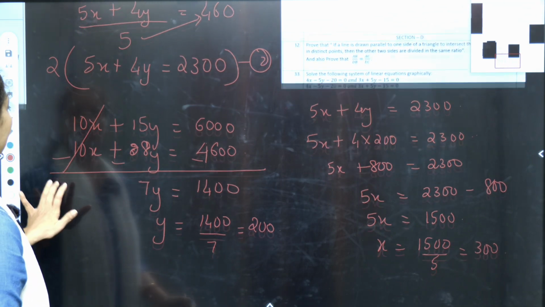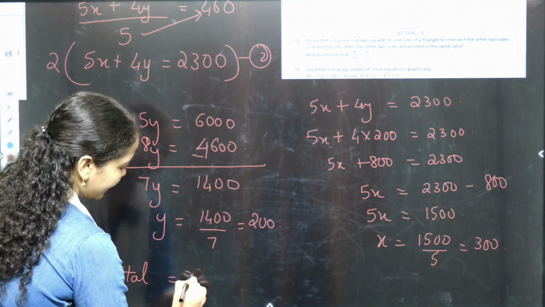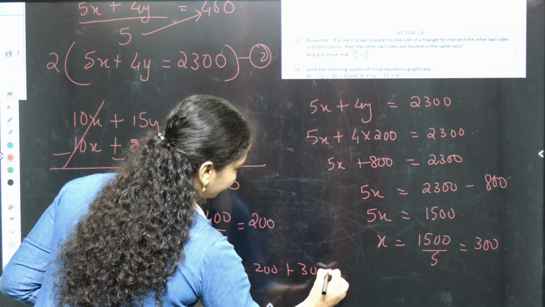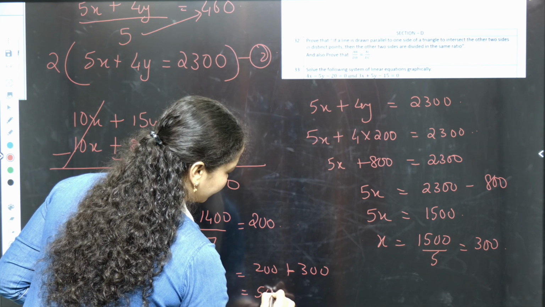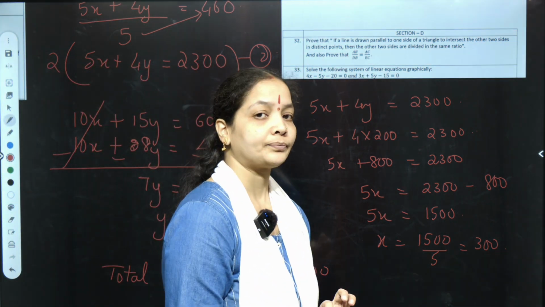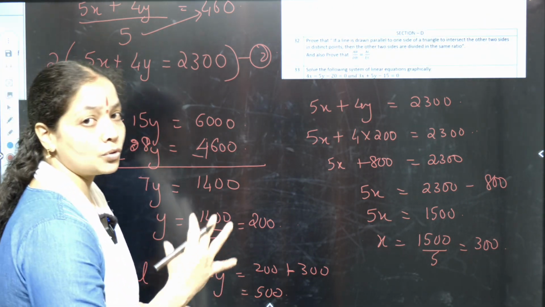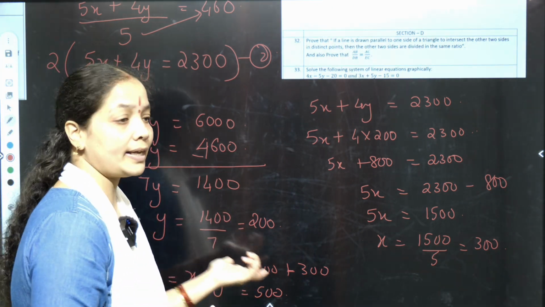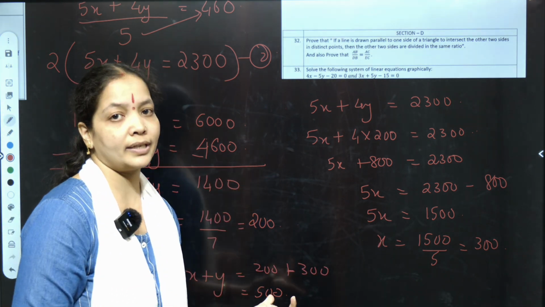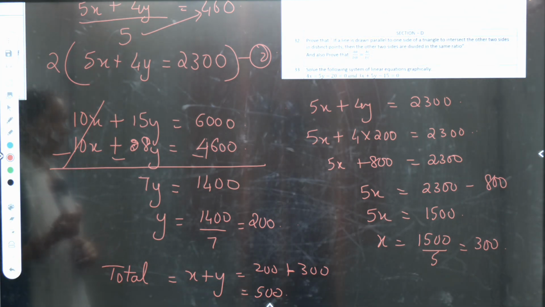They are asking me to find the total number of chocolates. So total is x plus y, which is 300 plus 200, that is 500. Vijay has 500 chocolates with him. And he is able to split the chocolates into two different lots. In the first lot A, I am getting 300 chocolates. In the second lot B, I am getting 200 chocolates. That will be the conclusion of the complete answer here.